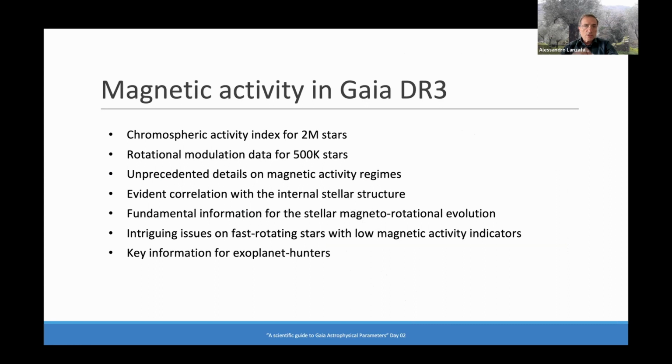So I just conclude here, maybe with 5 minutes margin with respect to the respective time. What ESP-CS has provided is a chromospheric activity index for 2 million stars. This is accompanied with rotational modulation data for 500,000 stars from CU8. So altogether, we have unprecedented details on magnetic activity regimes.